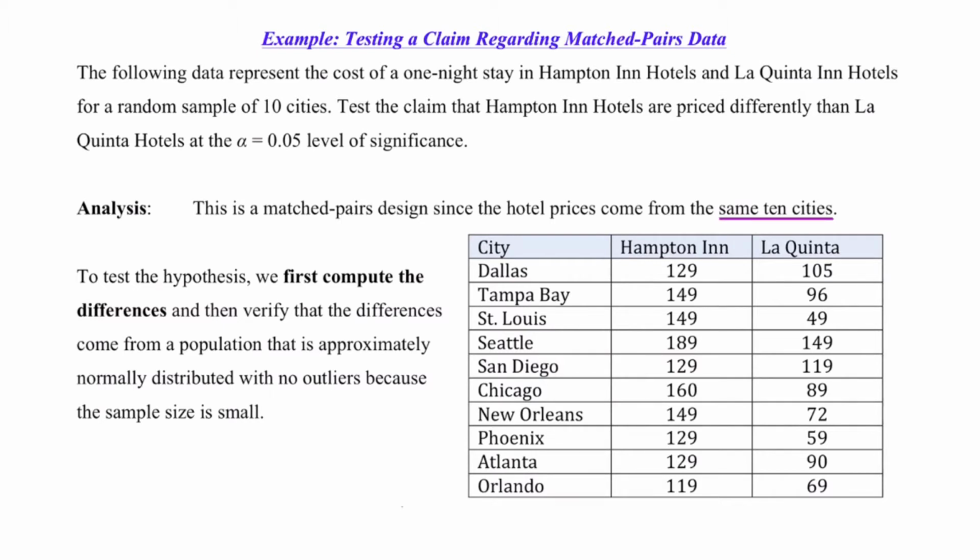That is, we're not comparing the group of Hampton Inn hotels to the group of La Quinta hotels. Instead, we're comparing the price difference between the Hampton and La Quinta hotels in Dallas, and then again between the two hotels in Tampa Bay, and then again in St. Louis, and on down the list, but the idea being we've got direct comparisons of hotel to hotel, not group to group. That means to test the hypothesis, we first need to compute the differences and then verify that the differences come from a population that is approximately normally distributed with no outliers because we've got ourselves a small sample size.